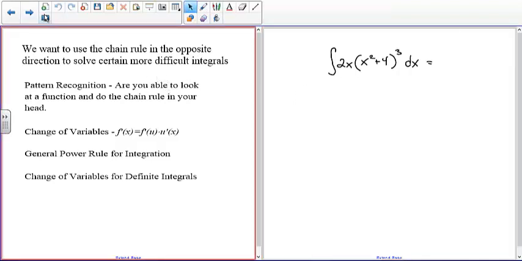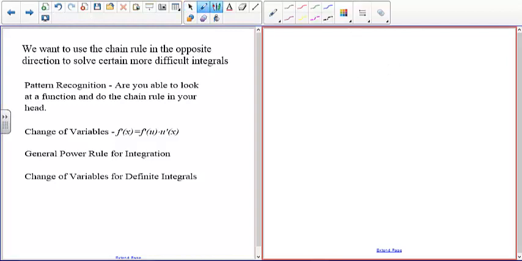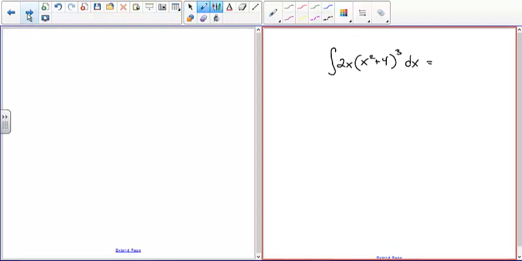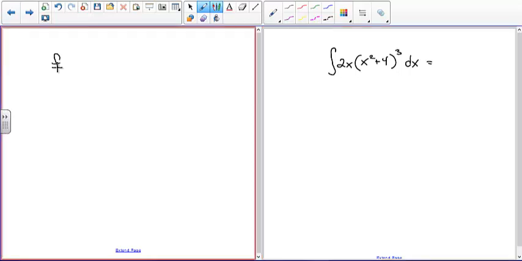So let's look back at derivatives here for just a second, using this as an example. Let's say I said, f of x equals x squared plus 4 to the 4th power. How would I take the derivative of that? Well, I know how to take the derivative of x to the n, but I don't know how to take the derivative of this thing to some power. So what I do is I use the chain rule.